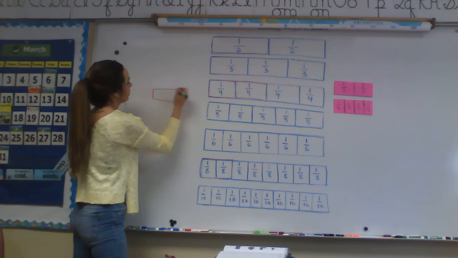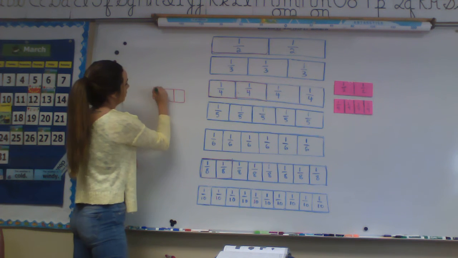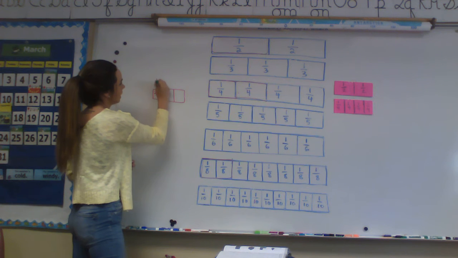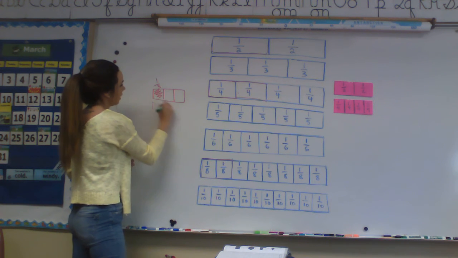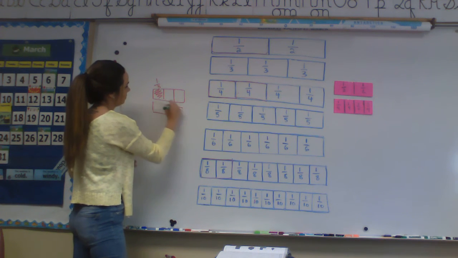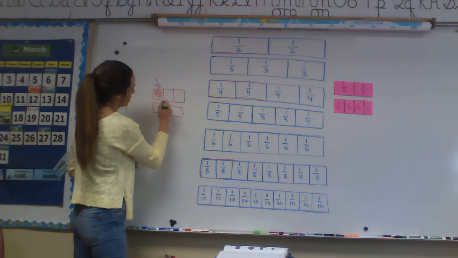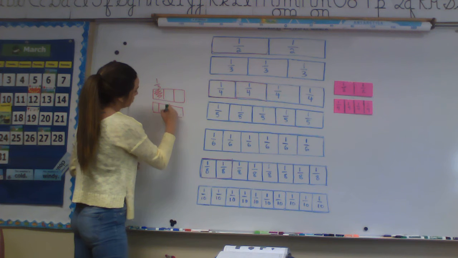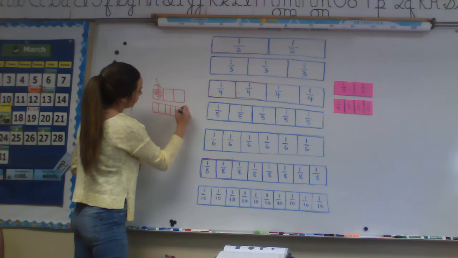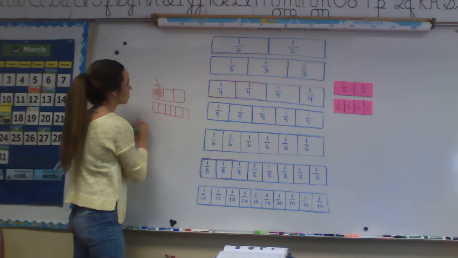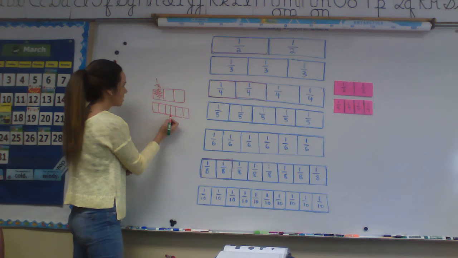such as 1/3. So this is 1/3 of a candy bar. And say you need to find out how many sixths that is. 1, 2, 3, 4, 5, 6. Okay, that's a little bigger. So how many sixths would 1/3 be?